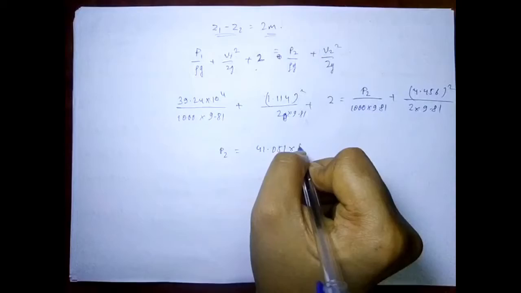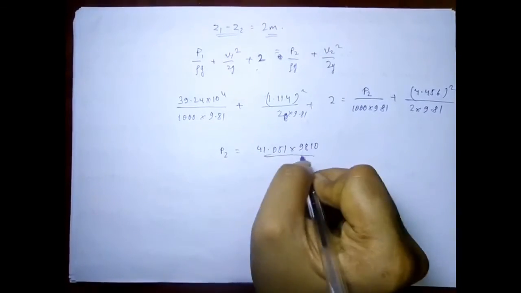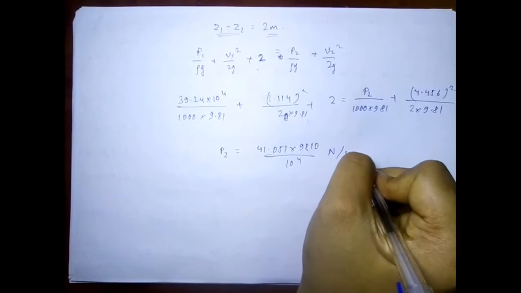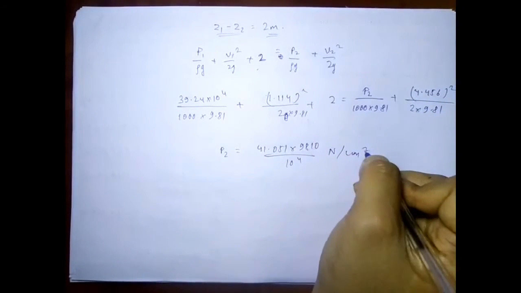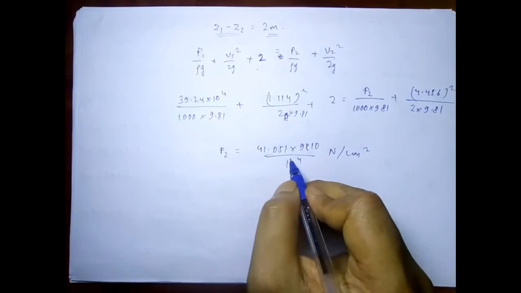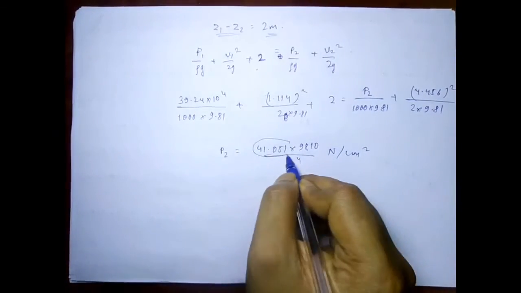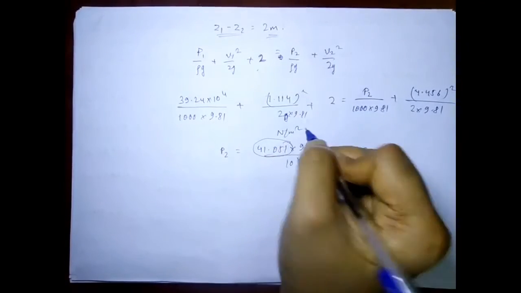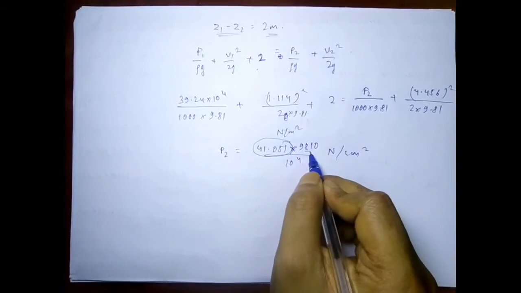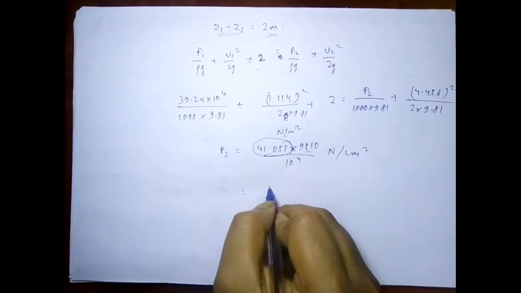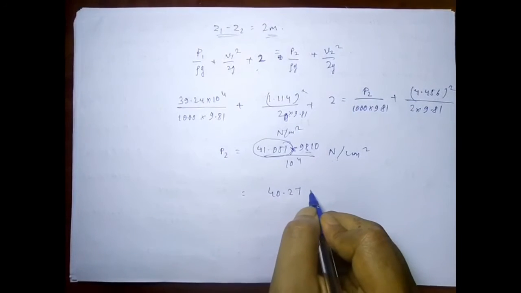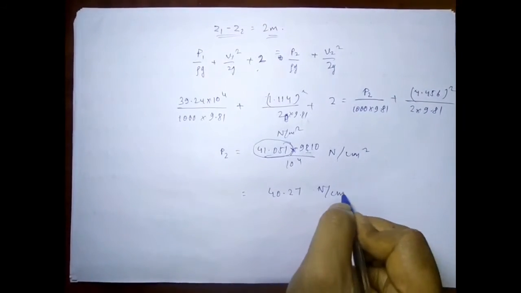upon solving this one, we will get P2 is equal to 41.051 times 9810 upon 10 to the power 4. Actually P2 is this one in Newton per meter square, and to get it in Newton per centimeter square, I will multiply by 9810 upon 10 to the power 4, and that is equal to 40.27 Newton per centimeter square.